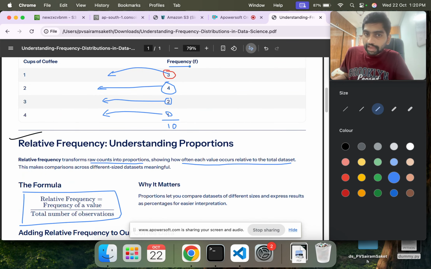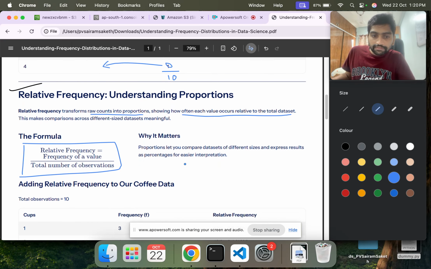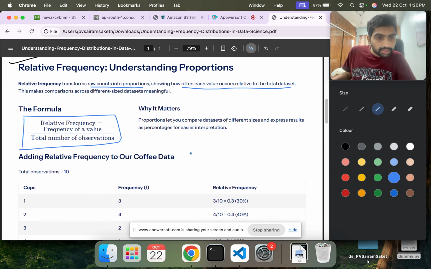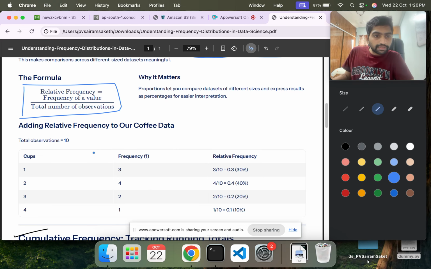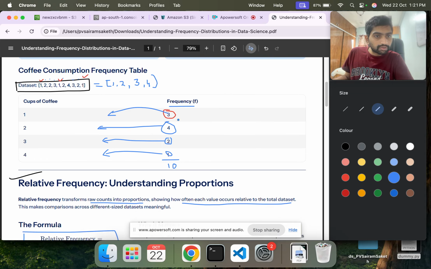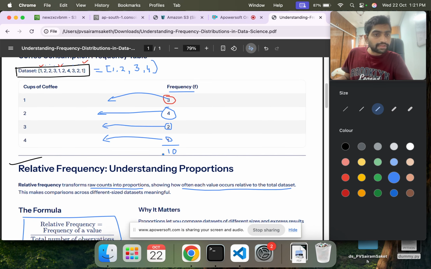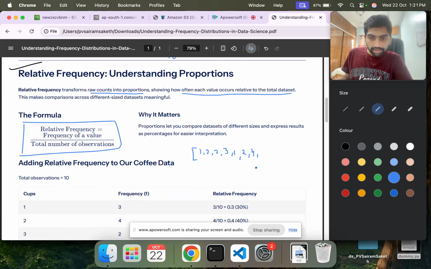Let's say we have this frequency, right? This frequency divided by the total number of observations. Total 10 are there, so you divide 3 by 10, so you will get the value as a percentage. So I will take one example to do it. We took the same data here: 1 2 2, then 3 1 2 4, and then 3 2 1, 3 2 1, 3 2 1.